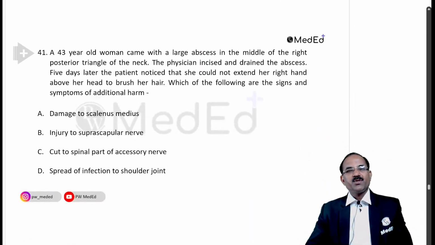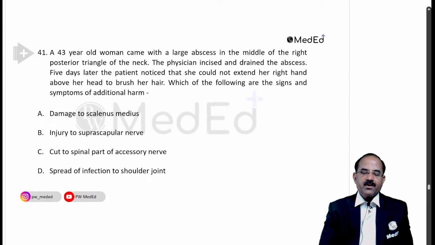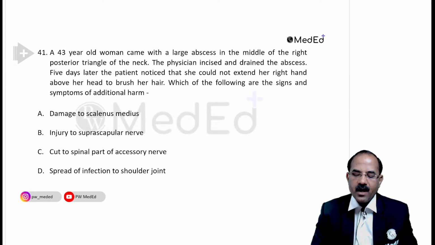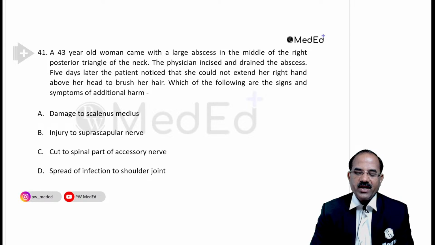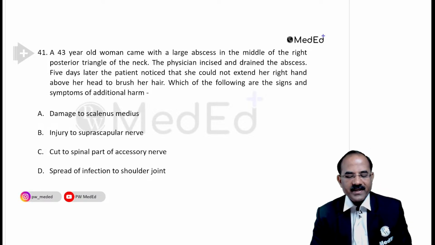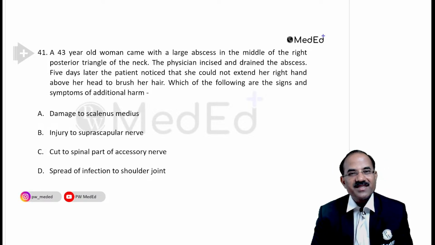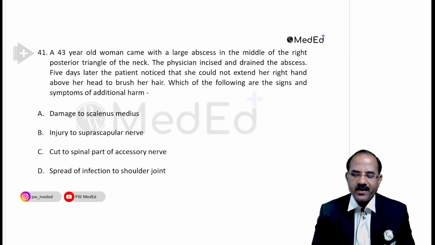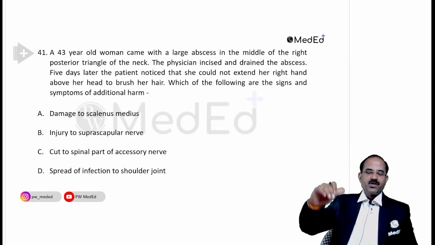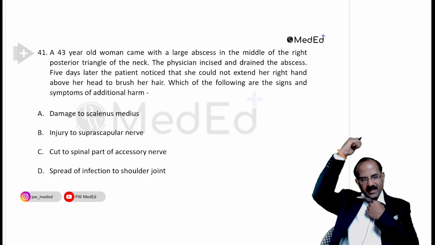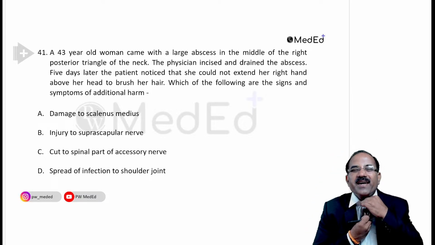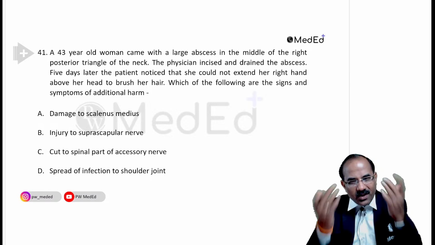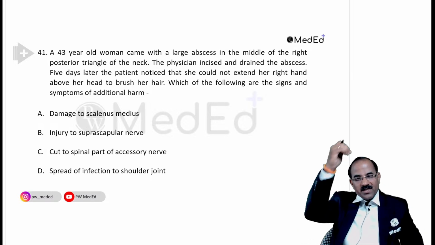Coming to the next one, students. A 43 years old woman came with a large abscess in the middle of the right posterior triangle of the neck. The physician incised and drained the abscess. 5 days later, the patient noticed that she cannot extend her right hand above her head to brush her hair. What is that? That's overhead abduction, which is lost.